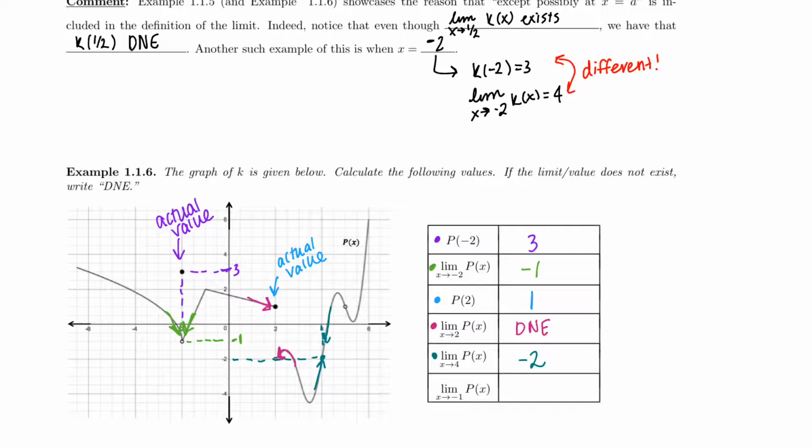All right. What about the limit as x approaches -1 of P of x? I'm seeing some 2s. Yep. So here's -1 right here. Approaching -1 from the left, it looks like we're approaching the y value 2. Approaching it from the right, it looks like we're approaching the y value 2. So the limit as x approaches -1 of P of x is 2.